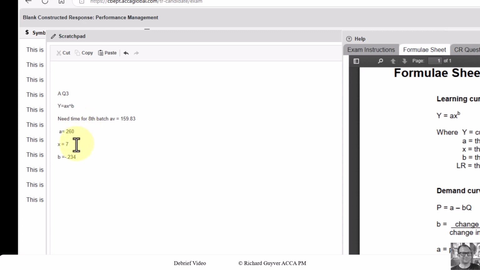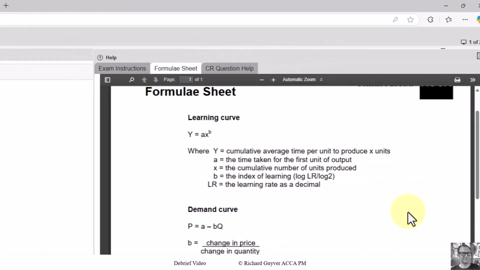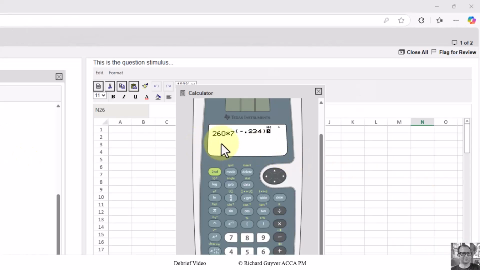X is the number of batches in our calculation, which is 7. And b is the index of learning, and it tells us it is minus 0.234. Okay, so to do the calculation, 260 multiplied by 7 to the power of minus 0.234.